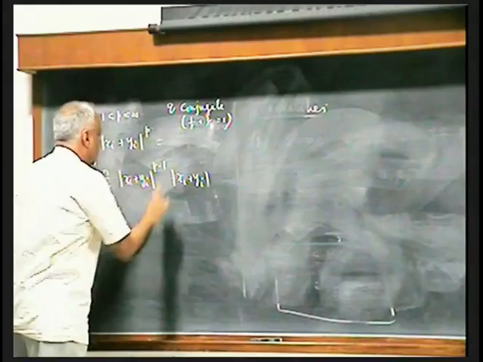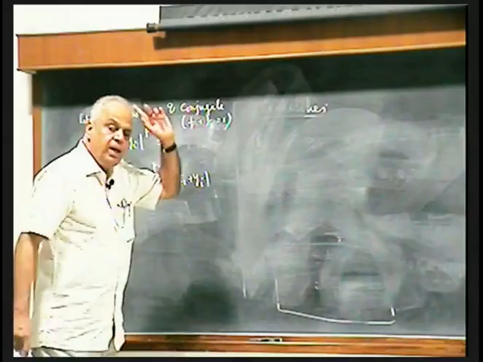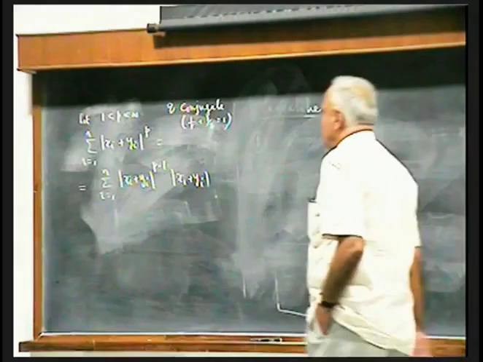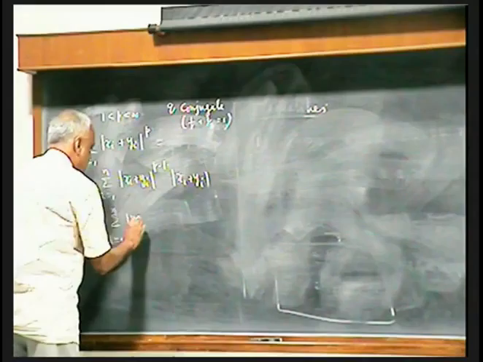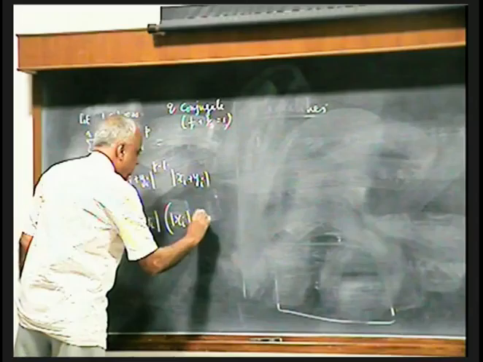Mod xi plus yi to the power of p minus 1 into mod xi plus yi. One power I have taken out of the exponent p, I have taken one outside, the remaining p minus 1 I have kept there. Now for this I will apply our standard triangle inequality. Mod xi plus yi is less than or equal to mod xi plus mod yi. So this is less than or equal to summation i equal to 1 to n mod xi plus yi into mod xi plus mod yi.